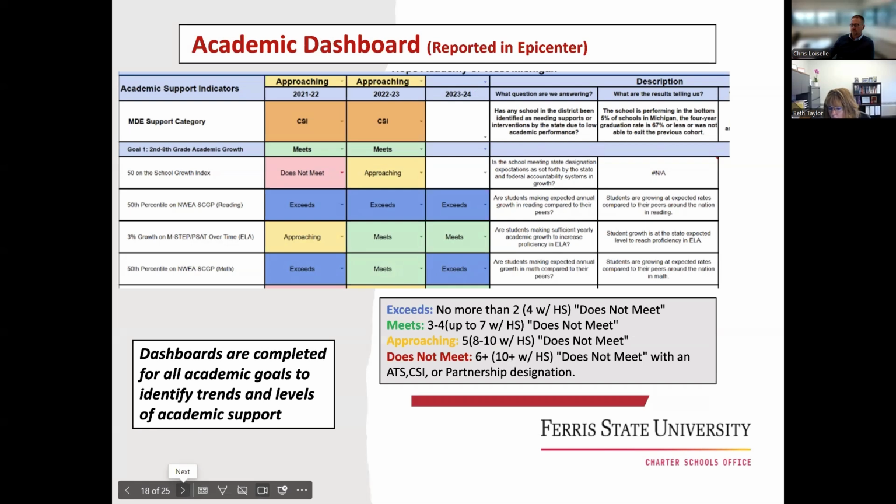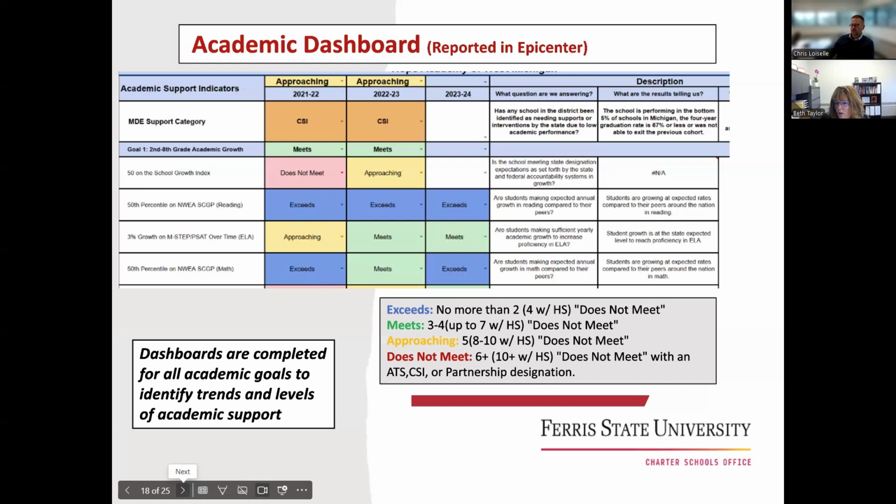For approaching or a tier 3, you would have 5 reds or 8 to 10 reds if you have a high school. And then does not meet would be if you're in a 2 through 8 school with 6 plus does not meet, or 10 plus with a high school, along with if you have an ATS, CSI, or partnership designation, that will come into play as well.